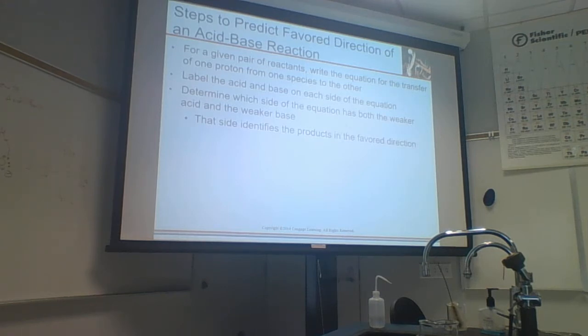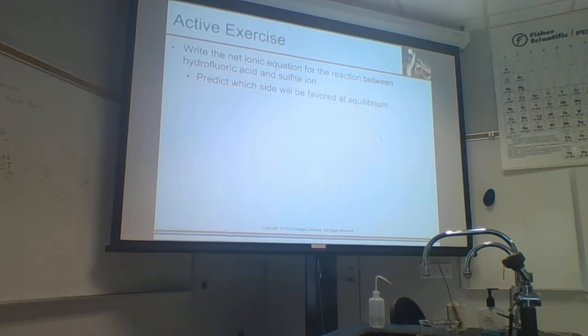Well, these are basically the steps we've already done with a very wordy way of saying it. And so we're going to do a Bronsted acid-base reaction now. Do the Bronsted acid-base reaction between hydrofluoric acid and sulfide ion. Predict which side will be favored. In other words, the favored side is the weaker side.